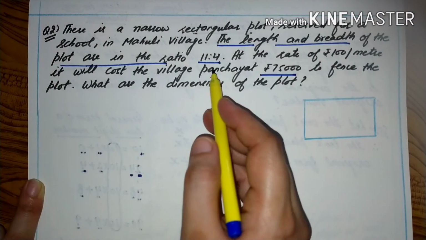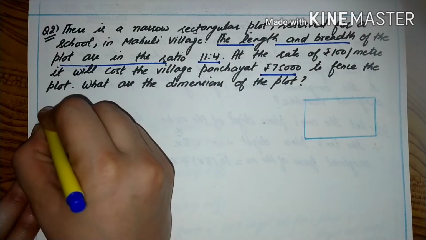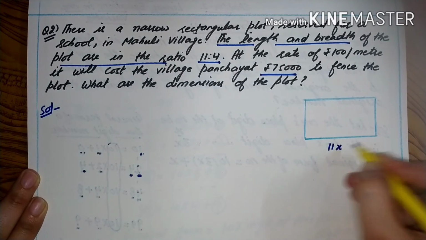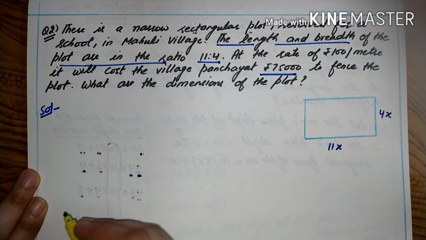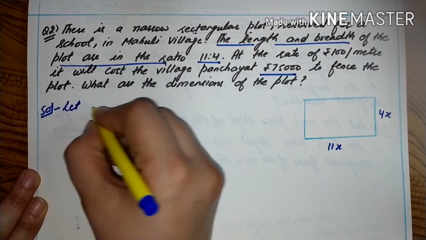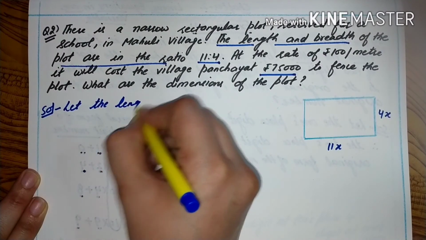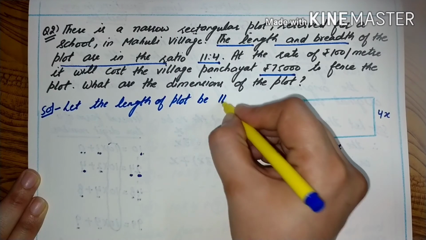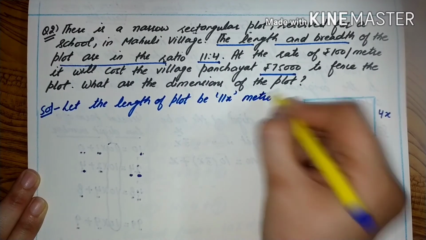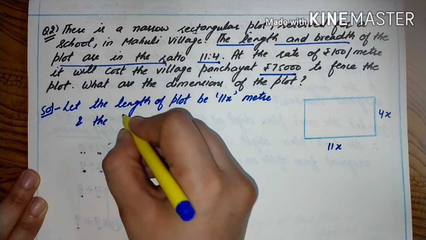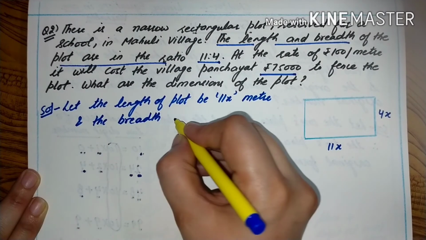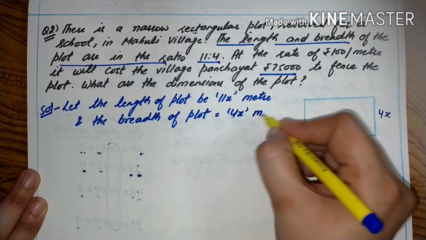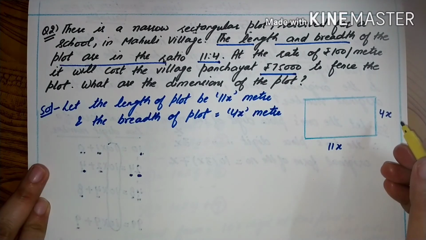So, firstly, we have been given the ratio of length and breadth. So, therefore, what will be the length? 11x, and the breadth would be 4x meter. Let the length of the plot be 11x meter and the breadth of the plot be 4x meter. After that, what is given to you?